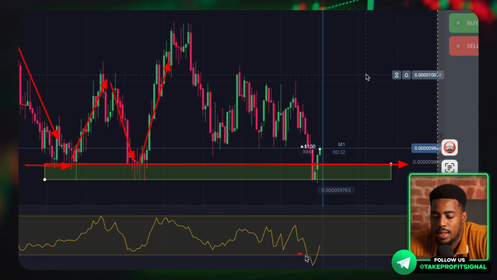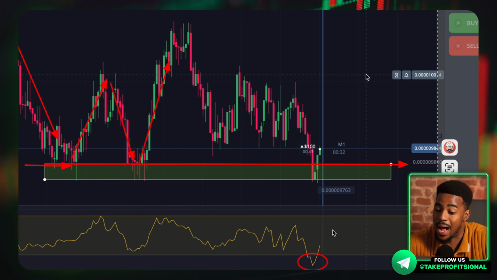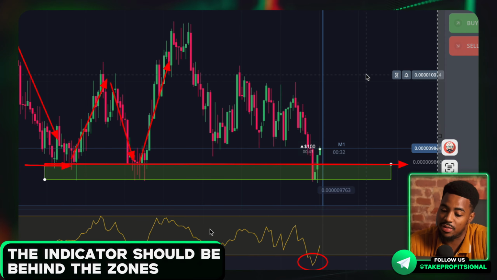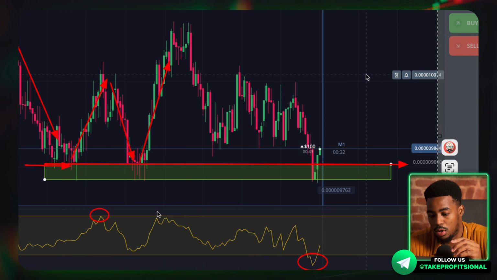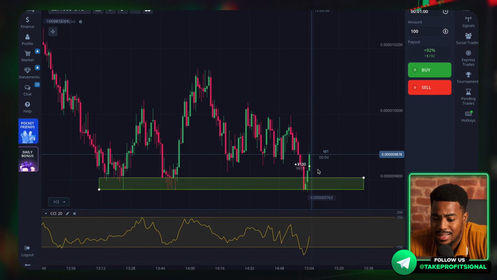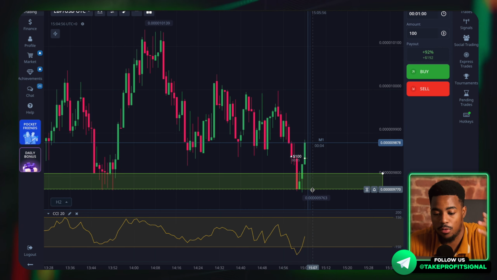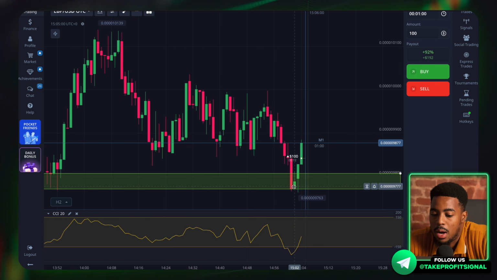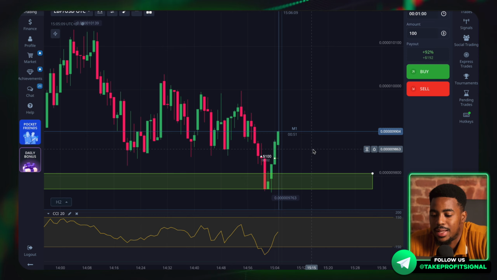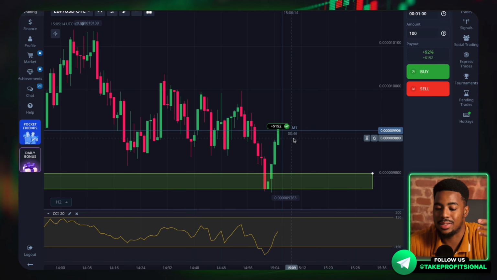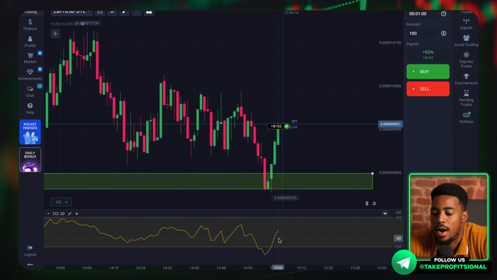Next, we look at the CCI indicator that we just added. It should be either below the minus 150 zone or above the plus 150 zone, as in these places. Accordingly, right now, our indicator was oversold, plus the chart is bouncing off the support level. This tells us that there is a high probability that the market will continue its upward movement after the signal.